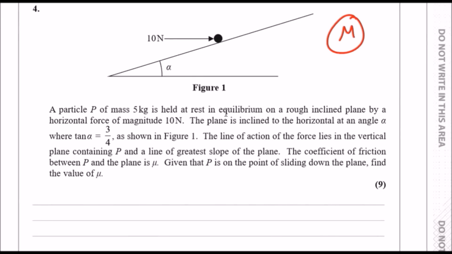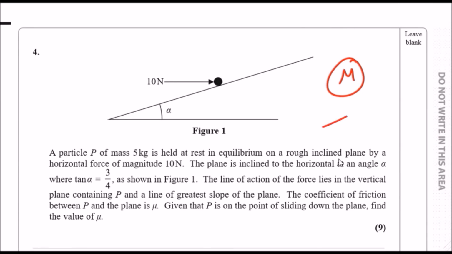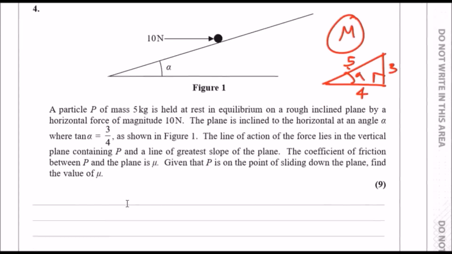Now, what do we know? The plane is inclined to the horizontal at an angle of alpha, where tan alpha is 3/4. So we need to relate some triangle using the usual trigonometry, where we've got alpha here, and we've got 3/4, so opposite over adjacent equals tan. And using Pythagoras, you'll eventually get 5 here as well. So we can just work with this in a second. Now the line of action of the force lies in the vertical plane containing P and the line of greatest slope of the plane. Okay, cool.